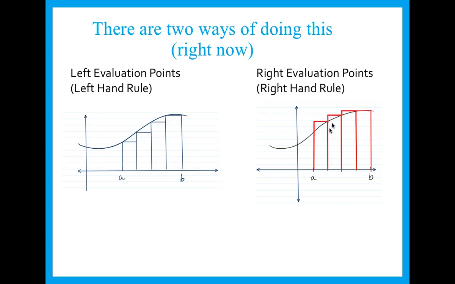Whereas over here, on the right-hand side, for the right-hand rule, we've got 4 rectangles, but to find the height of it, we're actually going to the right side of the rectangle and up to the curve and then over. See the difference? So sometimes we're going to be evaluating Riemann sums, is what this is called, when we're using rectangles, either using a left-hand rule or a right-hand rule. Sometimes it's a challenge to recognize the right hand versus the left hand.